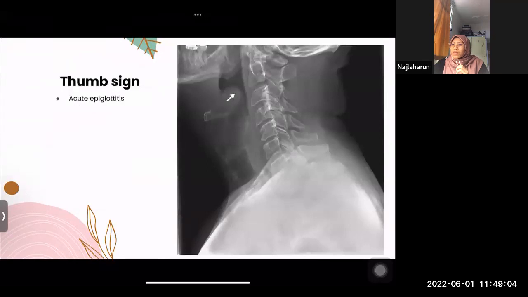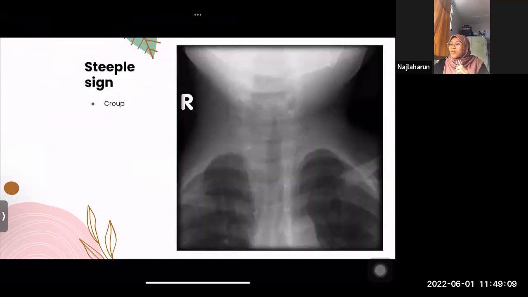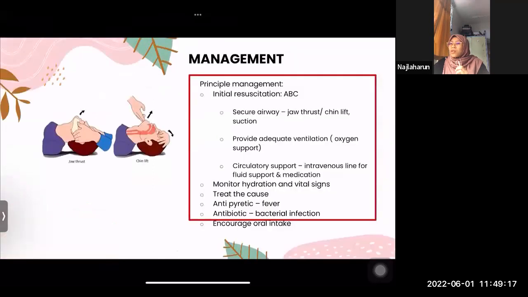Okay, next is a picture of the thumb sign in case of acute epiglottitis. Next, the steeple sign. You can see the church steeple shape at the trachea. This steeple sign is in case of croup. Next, the management. The principal management when a patient presents with shortness of breath, of course, is that we need to resuscitate the patient.